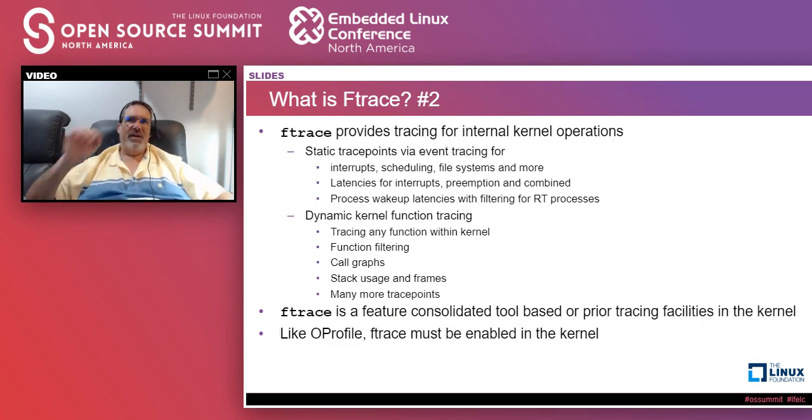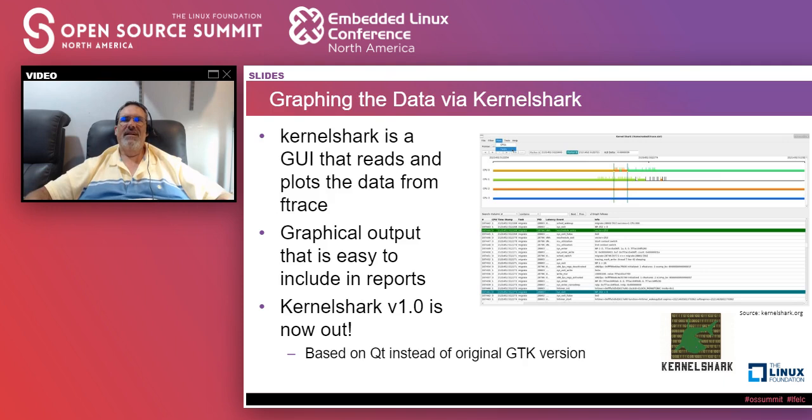But with ftrace, we have the ability to set up static trace points for event tracing. And we also have dynamic kernel function tracing. So we can look at the interaction between user space and kernel space, or between two individual elements inside of kernel space. Very much like OProfile, it has to be enabled in the kernel. So you have to turn on ftrace in the kernel before you can actually use ftrace.